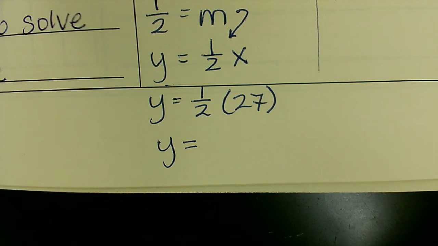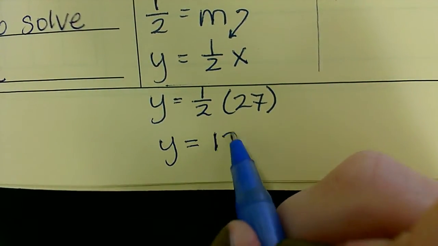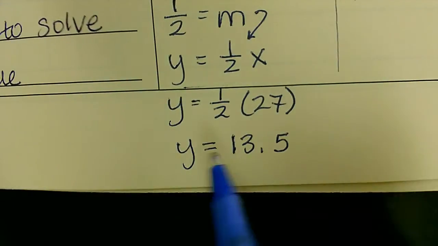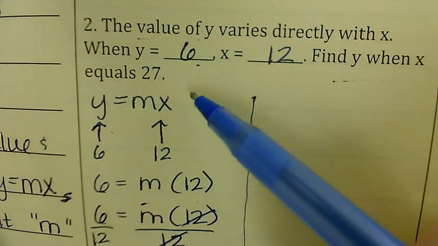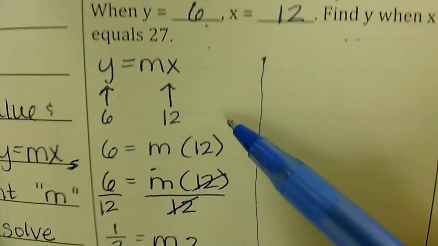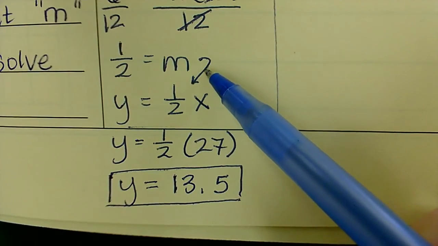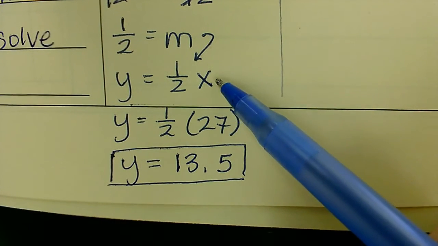Okay. So what I've just done here is I've started with a formula, used some given values, found my constant, used my constant to create a new formula, and plugged in values to find an unknown. So when x is equal to 27, y is equal to 13.5.